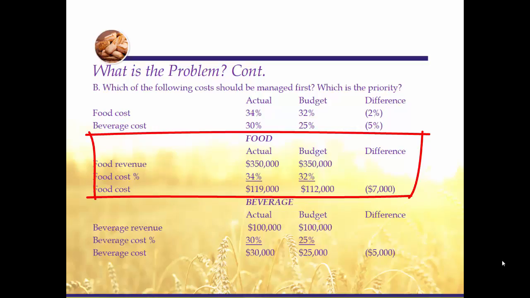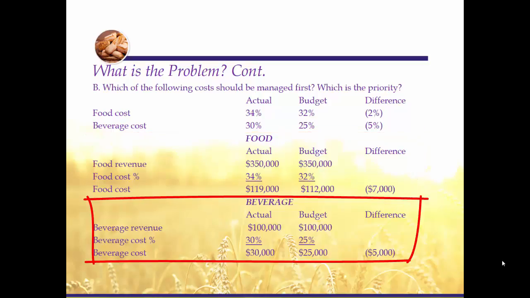So when we're looking at the food revenue, we have actual dollars of $350,000, and our food cost percentage for the actual is 34%. Now we're looking at the budget, it's 32%. So that gives us a total actual cost of $119,000 as opposed to the budget, which was $112,000. So the difference is a lot bigger at $7,000.